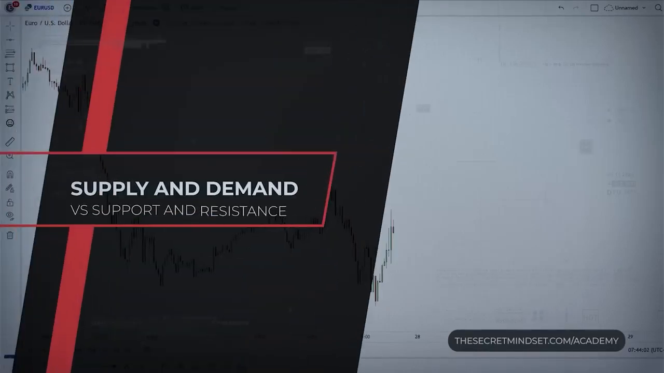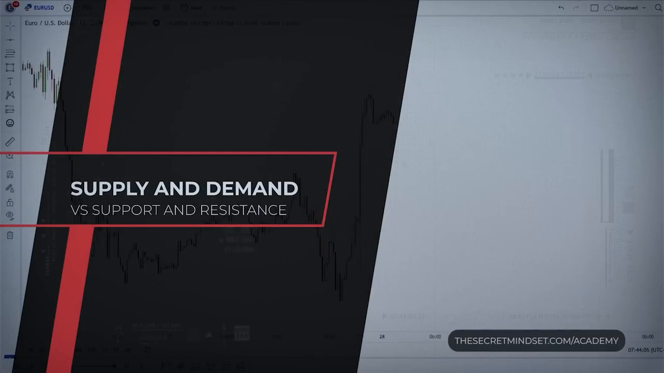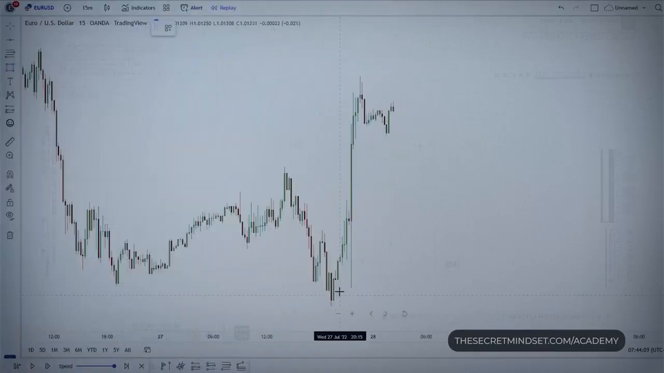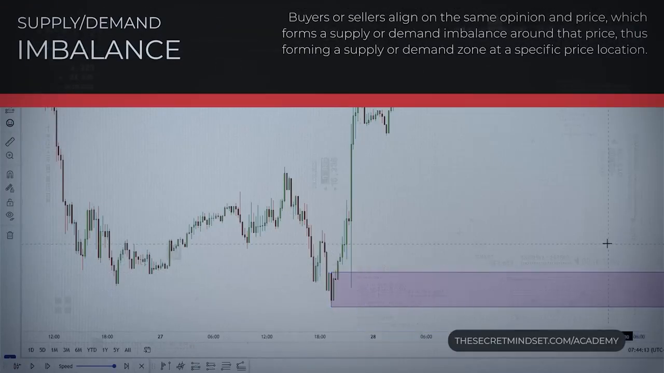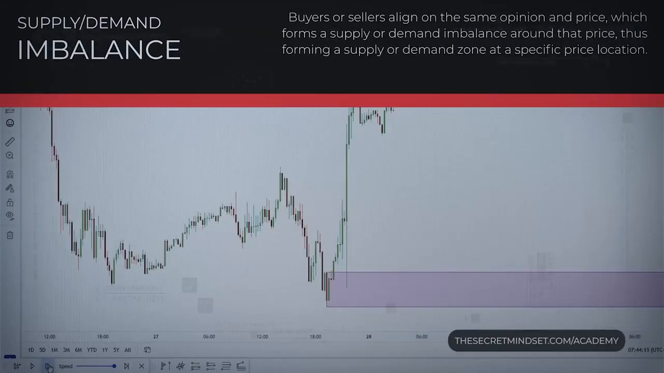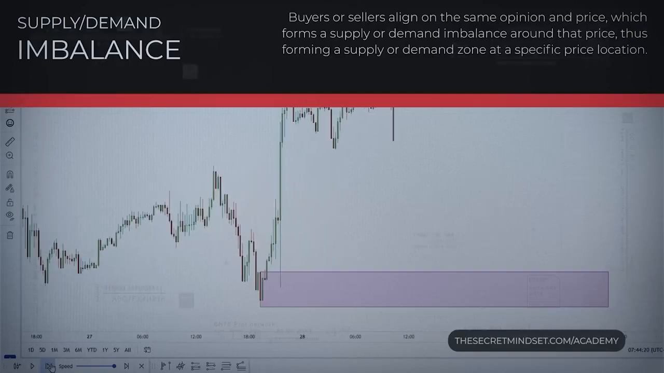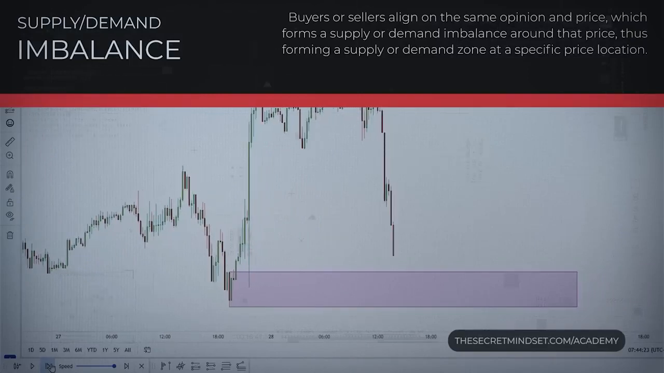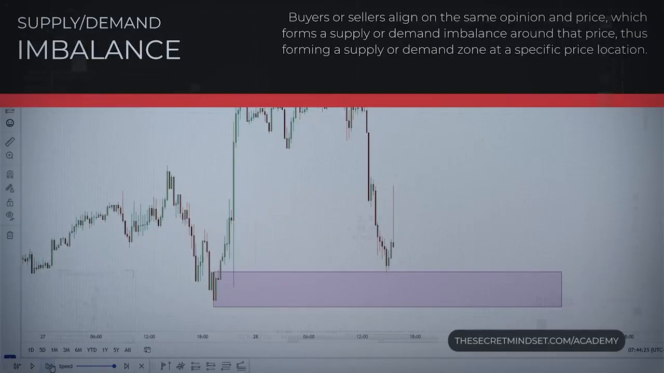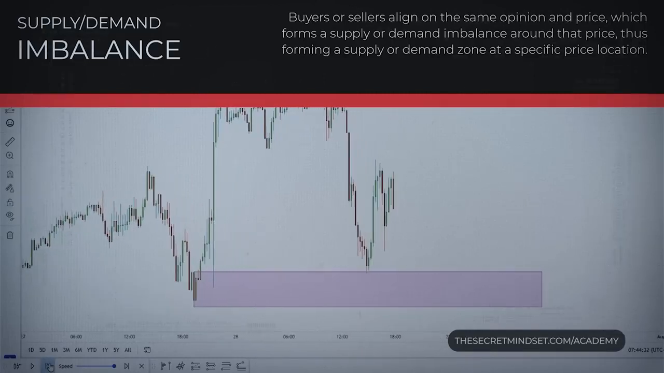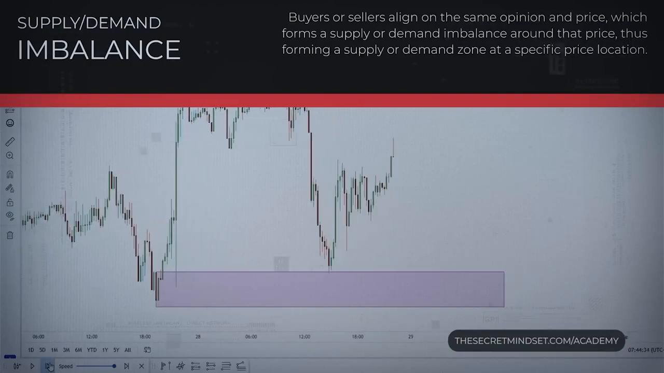Many traders get confused between the concepts of supply and demand and support and resistance. So let's start with the difference between those two concepts. Price movement is often an asymmetric process where many opinions exchange, creating chaotic behavior. Still, every so often, buyers or sellers align on the same opinion and price, which forms a supply or demand imbalance around that price, thus forming a supply or demand zone at a specific price location.